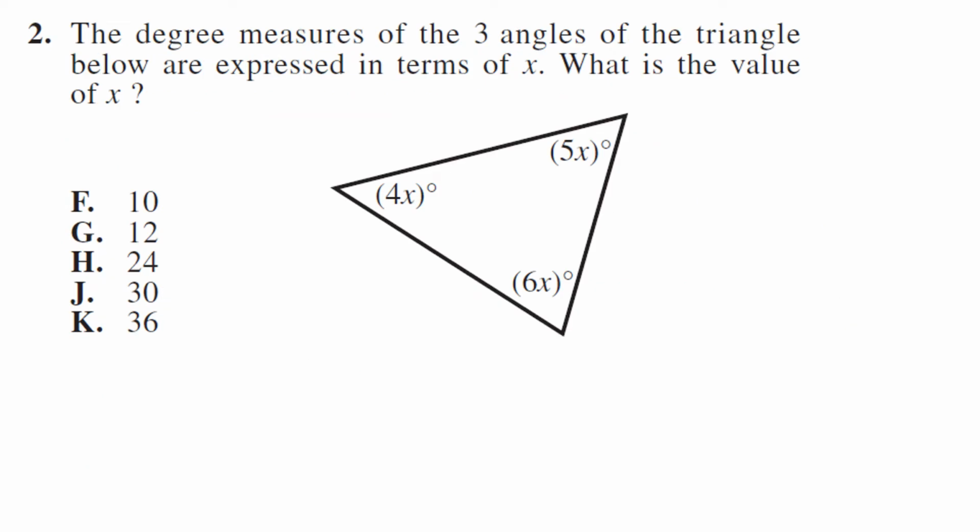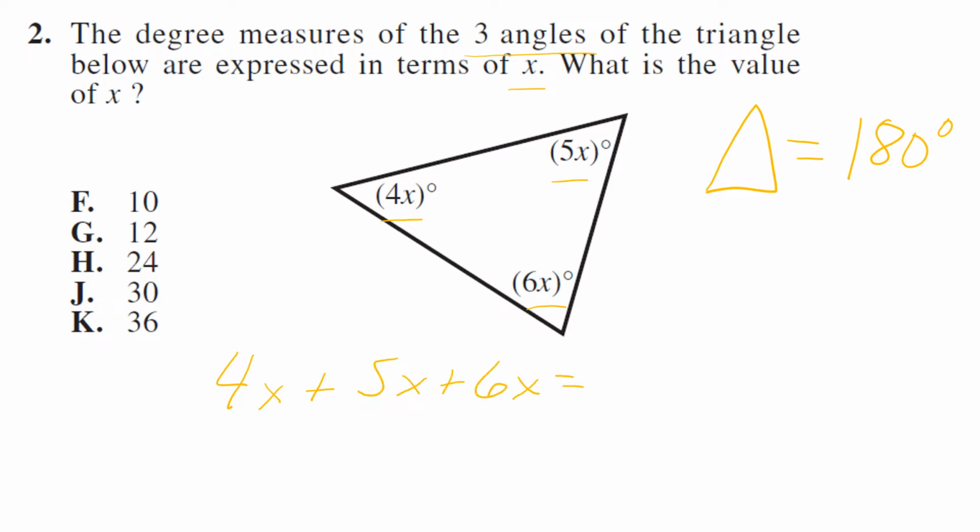The degree measures of the three angles of the triangle below are expressed in terms of x. What's the value of x? Within a triangle, all the angles in it equal 180 degrees. So if we want to do this algebraically, we can go 4x plus 5x plus 6x equals 180. We add these together and it's 15x equals 180. Divide both sides by 15 and we get x equals 12. So your answer is G.